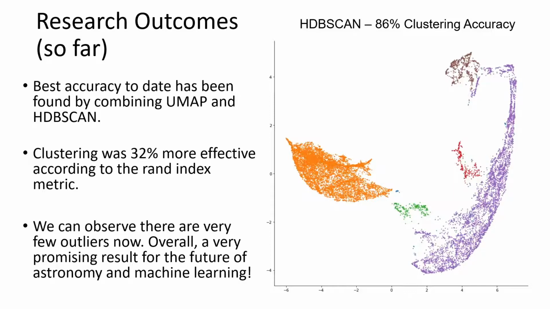We found with UMAP in particular, we found accuracy was increasing by a large margin. We can see from the image on the right that we now have 86% clustering accuracy. And also the blue dots outliers that we were noticing a lot of before are almost non-existent in the data. So this was a really great result that we were very happy with.